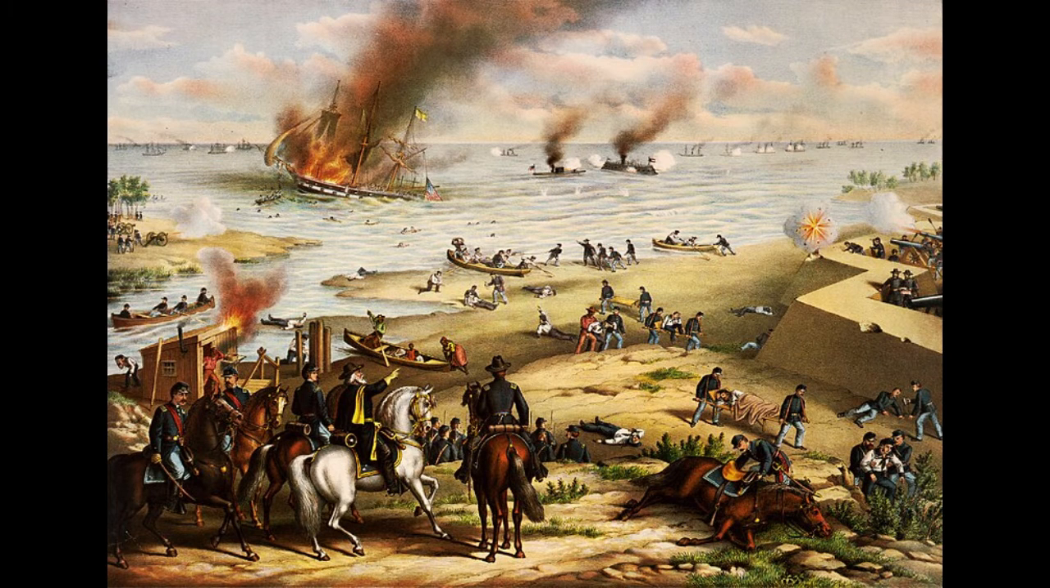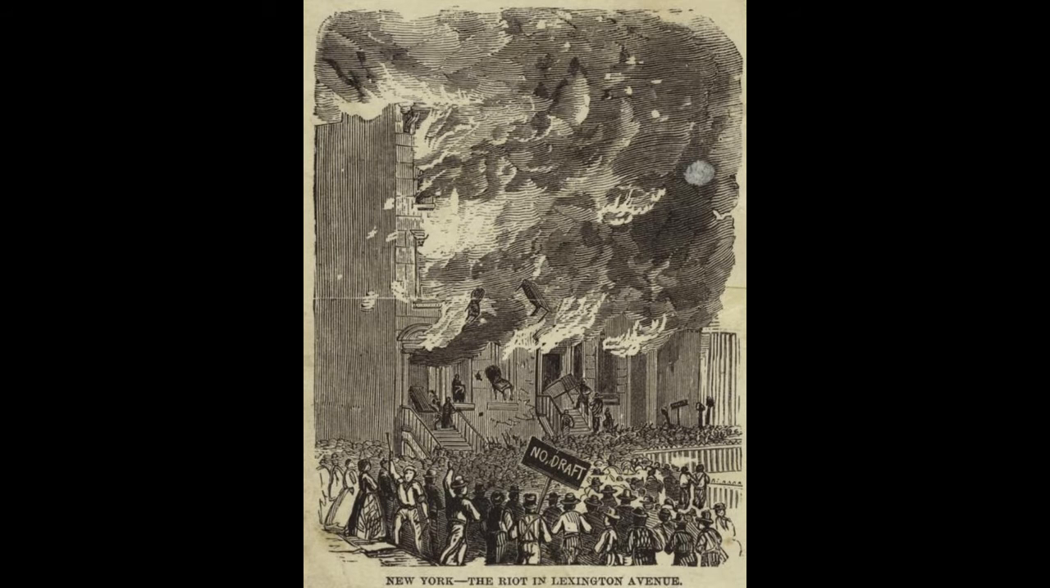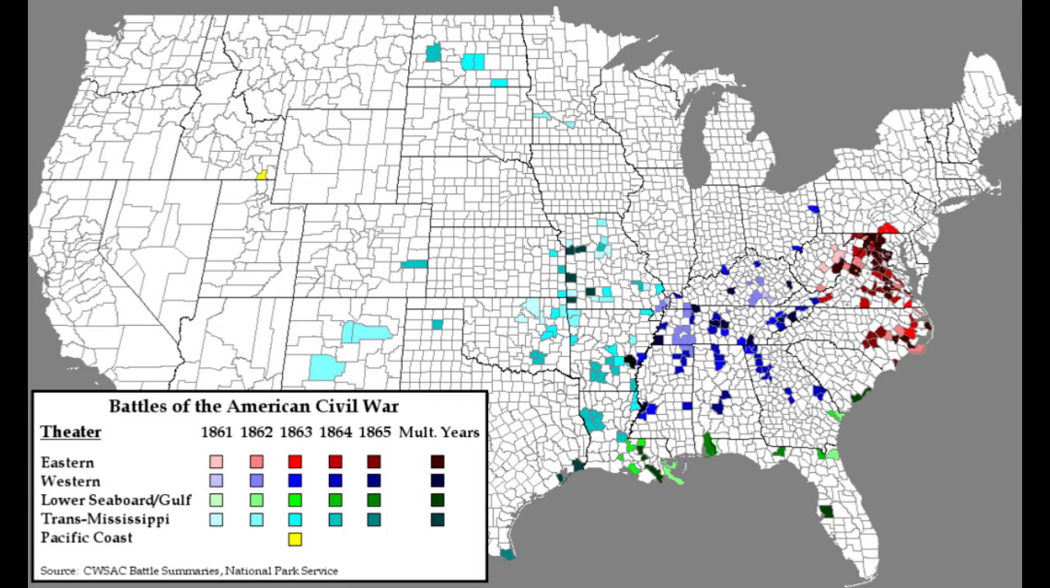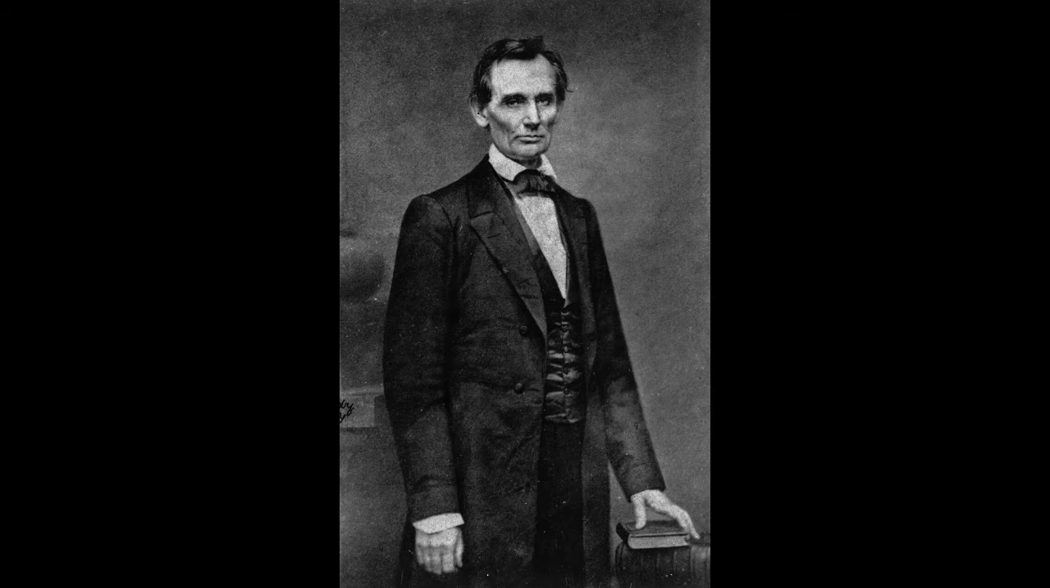Strong navy. The Union controlled the seas, using blockades to cut off Confederate trade and supplies. Established government and infrastructure. The North had a functioning government, a strong economy, and an extensive railroad system to transport troops and supplies. Weaknesses. Lack of military leadership.